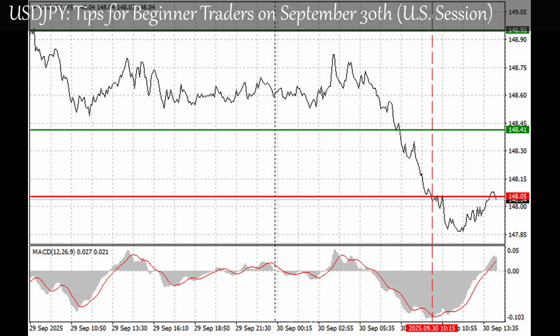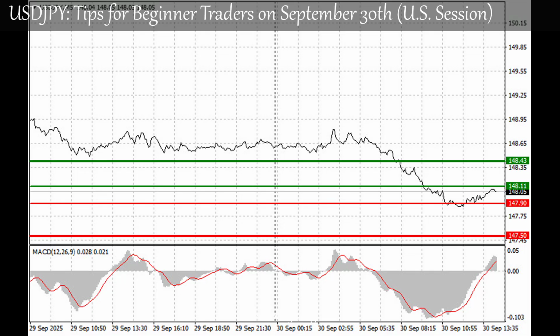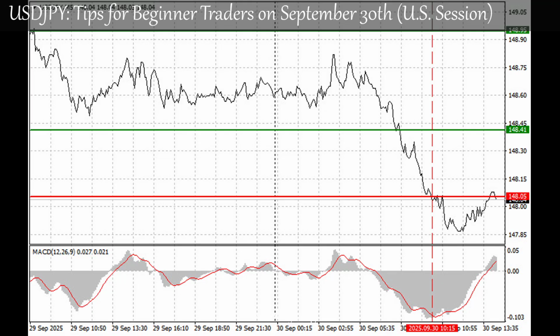Scenario number 2. I also plan to sell USDJPY today if there are two consecutive tests of 148.11, while the MACD is in the overbought zone. This will limit the pair's upward potential and trigger a market reversal downward. A decline toward 147.90 and 147.50 can then be expected.